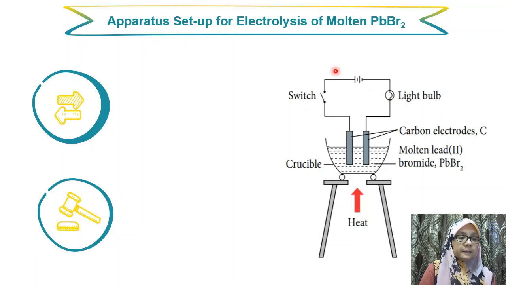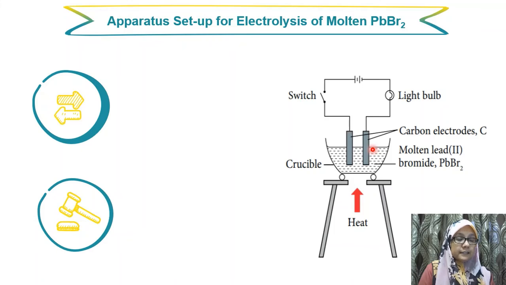So now the light bulb adalah cara how do we know that the electric current is conducted. Kalau there is no electricity conducted, maksudnya the light bulb cannot light up. Okay, now after that kita akan heat the solid lead(II) bromide until it melts. Bila dia melt, kita switch on the switch, and then kita tengoklah sama ada the bulb lights up ataupun tidak.